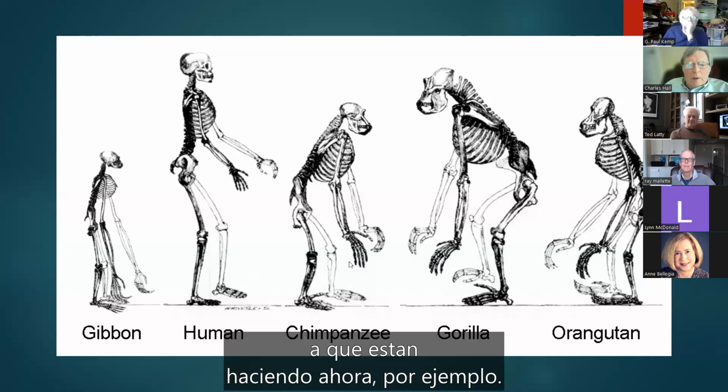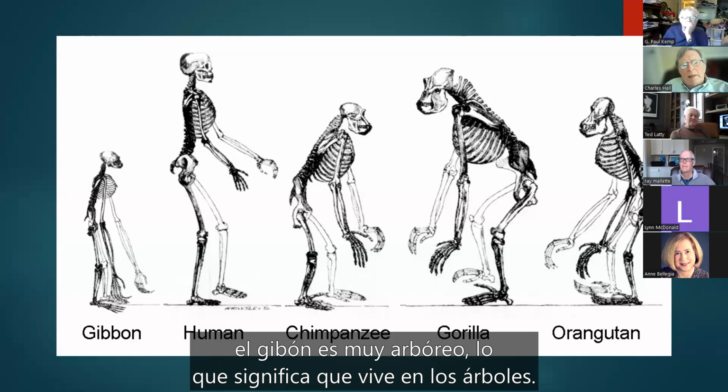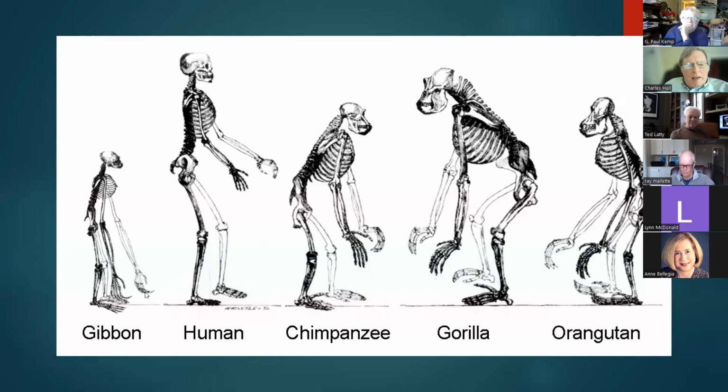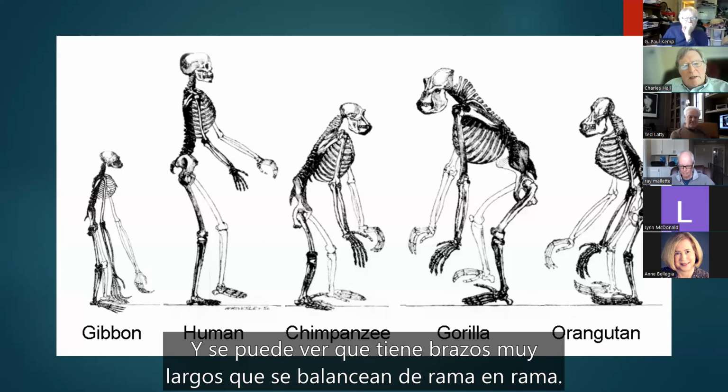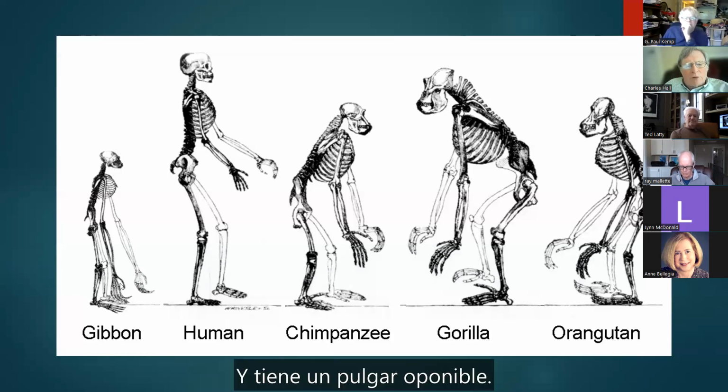Now, for example, a gibbon is very arboreal. That means he lives up in the trees. And you can see that he has very long arms for swinging from branch to branch, and he has an opposable thumb.